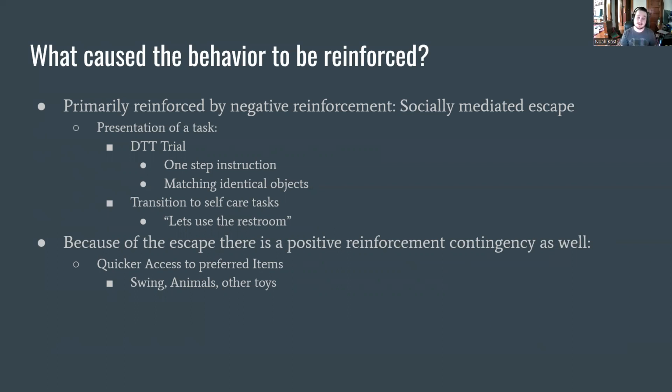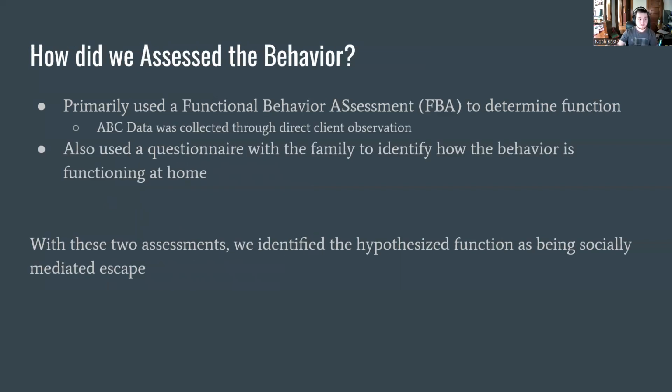But because of the escape, there is a positive reinforcement contingency as well. There's quicker access to preferred items such as the swing, animals, or other toys, because we were moving back in a way to protect ourselves from this aggression, she was able to get to those reinforcers, albeit very minimally, but it was still some type of positive reinforcement from the aggression.